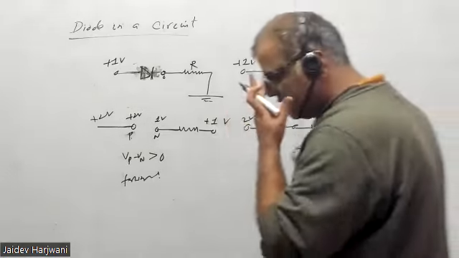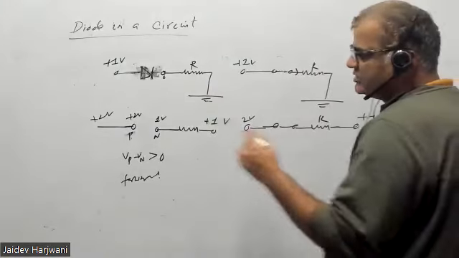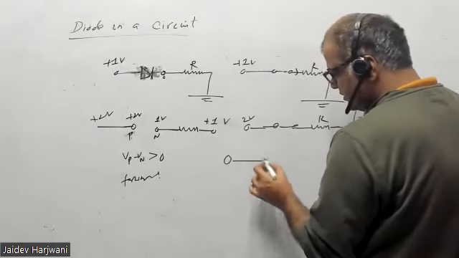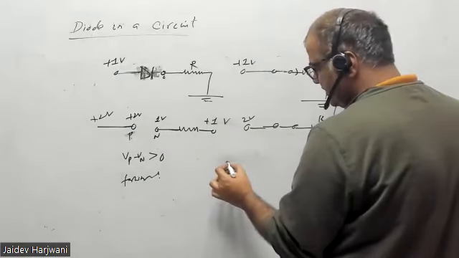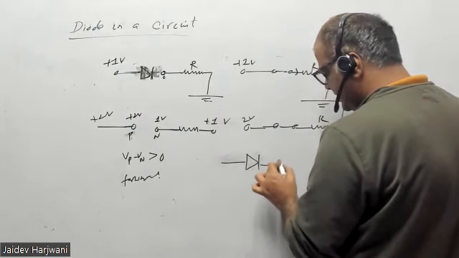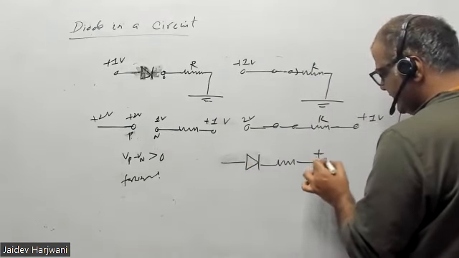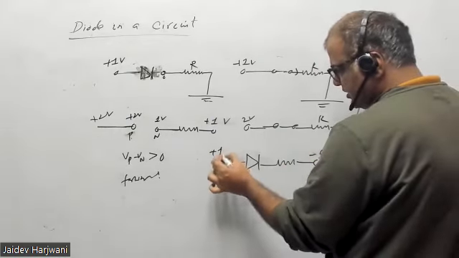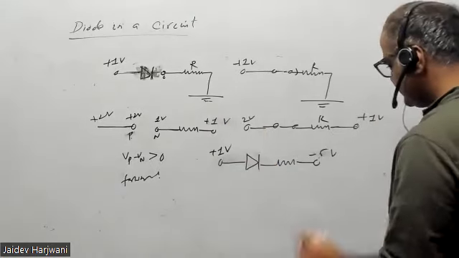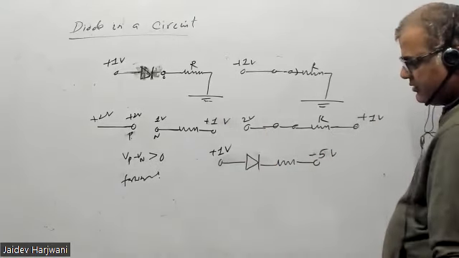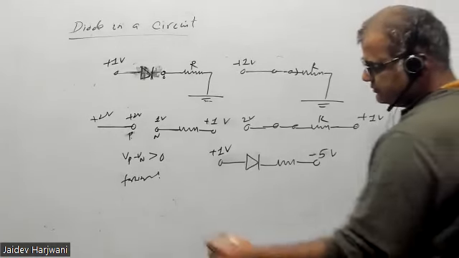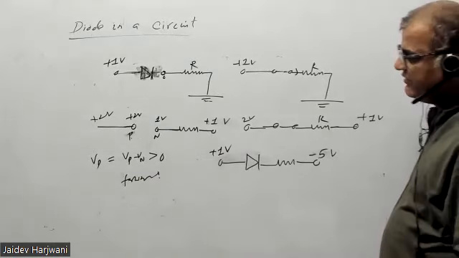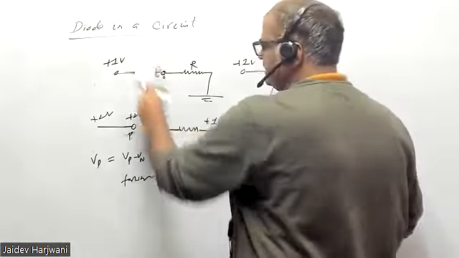Current will now flow in the circuit. So what I'm trying to say is, whenever you want to find whether a diode is forward biased or reverse biased, you have to find this difference. Okay, let me give you one more question. You have a diode, a resistance is there, and this is minus 5 volt, and this is plus 1 volt. Tell me, is it forward bias or reverse bias? What is the value of VD? Forward bias.